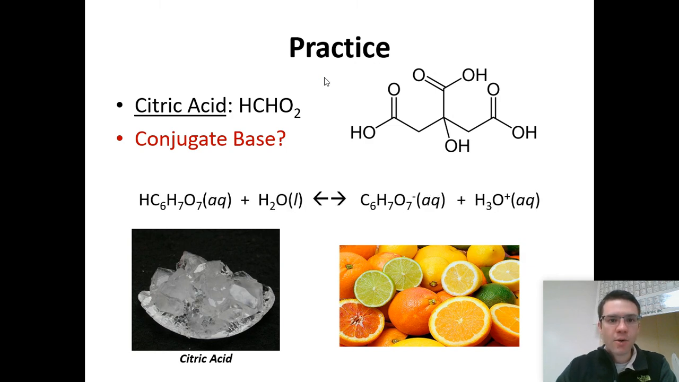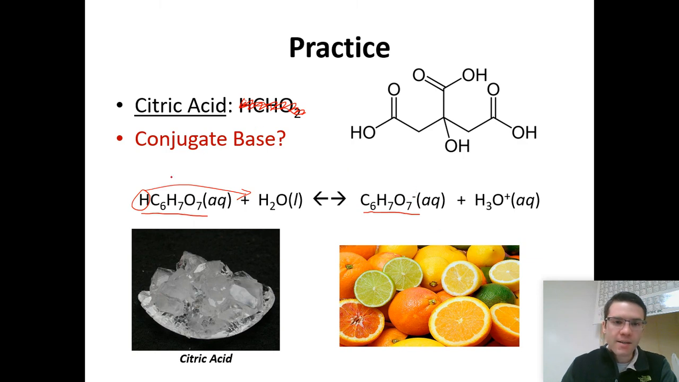Okay, here's your equation. I didn't write my formula up here. This is formic. Whoops. I should have switched that. This is citric acid, our formula here for citric acid. But you'd write it out like this. We lose our one proton again. This gets donated to H2O. And the only thing that's left is C6H7O7 with a -1 charge.